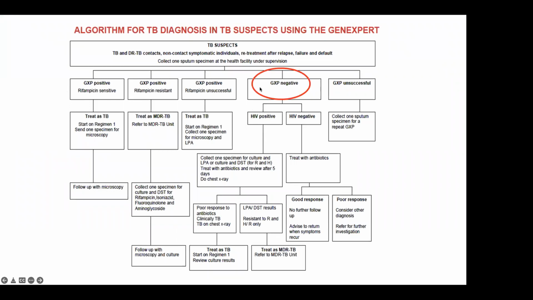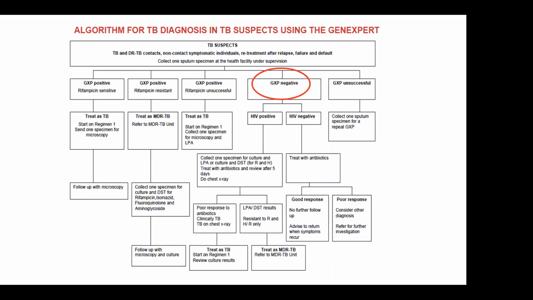And what we are talking about is this part of the algorithm where you have a TB suspect, you have collected sputum for GeneXpert, the GeneXpert comes back negative. You have to assess HIV status. In our case, it is an HIV positive patient with a negative GeneXpert. So the advice is that you need to try and find TB. Check again your symptoms, collect another sputum for culture and DST, treat your patient with antibiotics and review after 5 days. Do an X-ray if it's available, but remember, you could still get a normal X-ray in the context of TB in an HIV positive patient, and that is quite key.